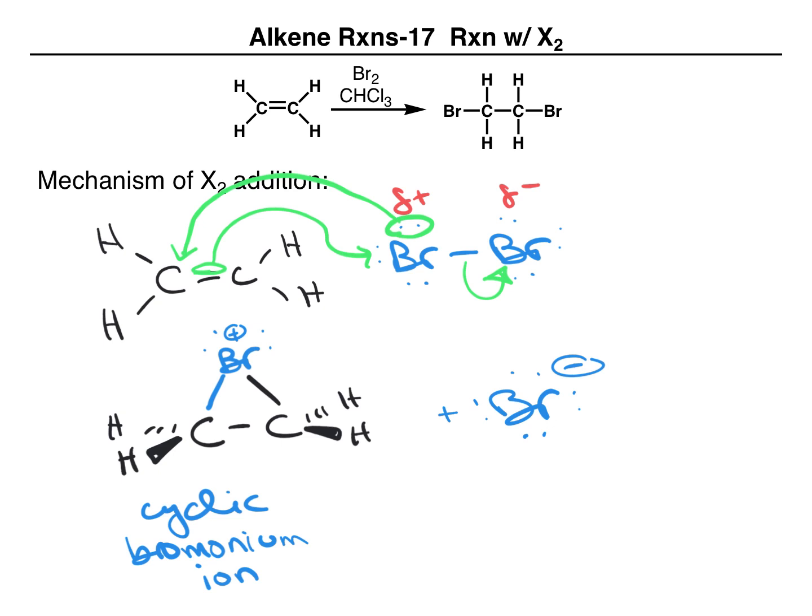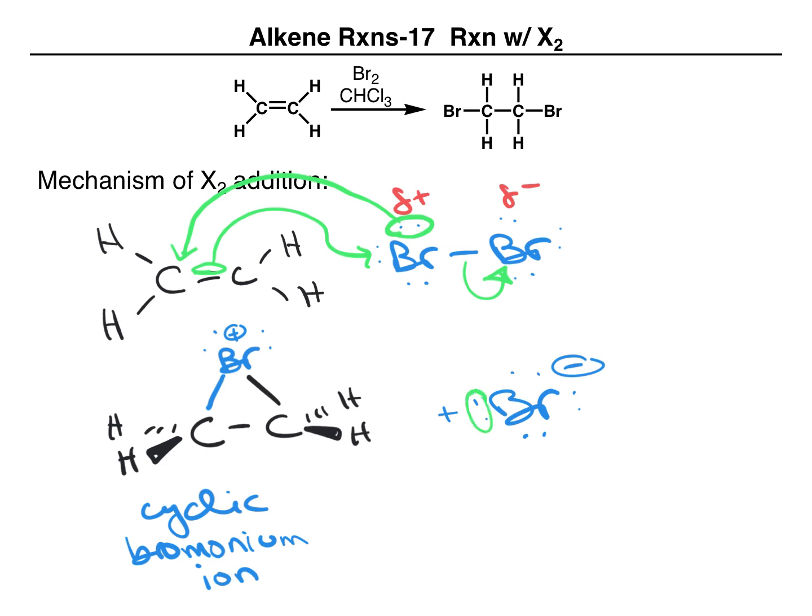And now we can see that this face is blocked by the cyclic bromonium ion. So that means when the other bromine comes back and attacks, it has to add to the opposite face. In this case, because these carbons are equivalent to each other, it doesn't matter whether it adds to the carbon on the left or the carbon on the right. But since the cyclic bromonium ion is on top, this bromine has to add from the bottom.